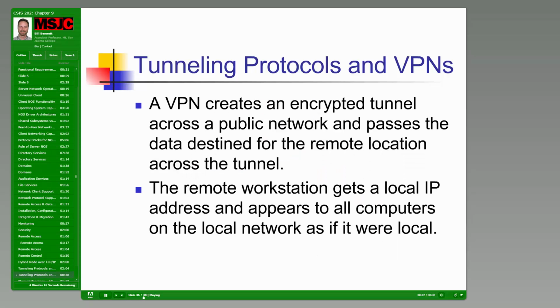This slide then just reiterates what we've just talked about. The VPN creates the encrypted tunnel across the public network, passes the data destined for the remote location across that tunnel, and the remote workstation gets a local IP address, and it appears to all computers on the local network as if it were local. So when the remote system makes the connection on the other end, that connection is going to have a local IP address, so that the message can then be transported onto the local area network, and so we can gain access again to the resources there, which is in a remote access environment. That's what we're attempting to do.